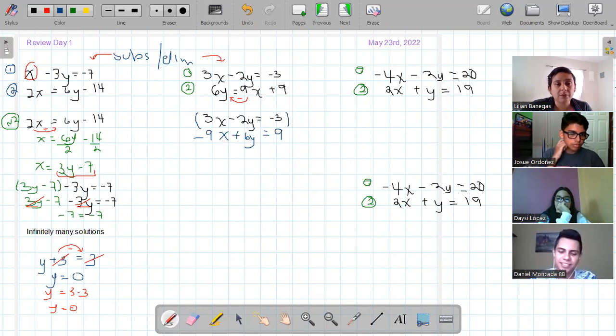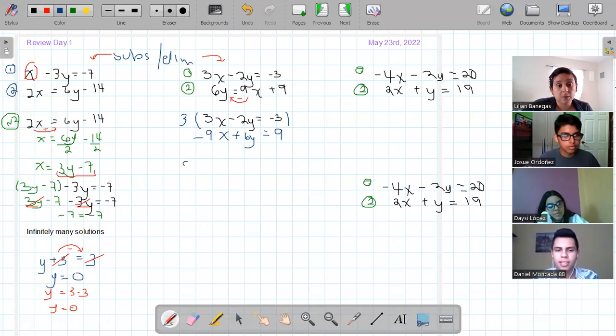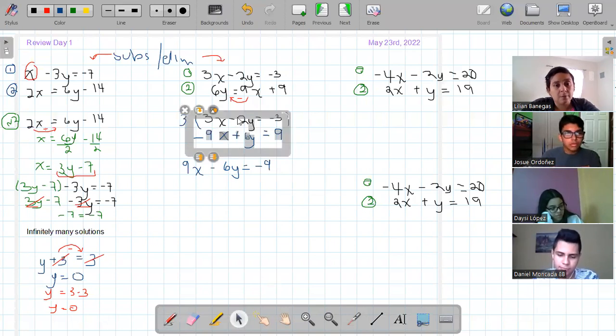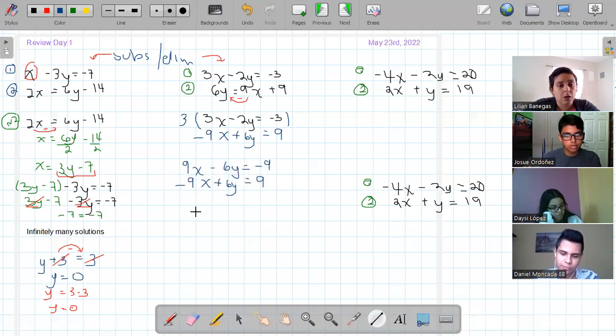But I'm not just going to multiply the 3x. I'm going to multiply the whole equation by that 3. So 3 times 3x, positive 9x. 3 times negative 2y, negative 6y. Equals 3 times negative 3, negative 9. And I'm going to copy my second equation just as it is, because I'm not doing anything to that one. I'm crossing it over with a line, and now I'm going to simplify.